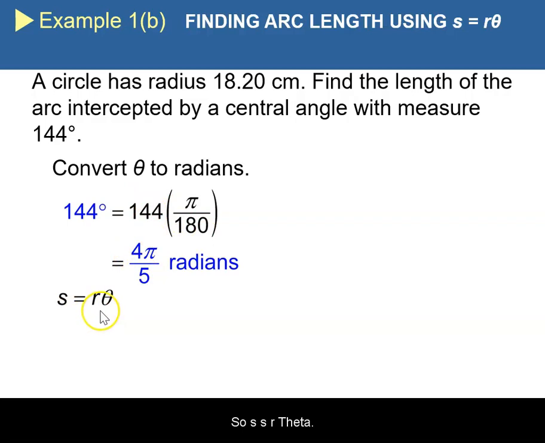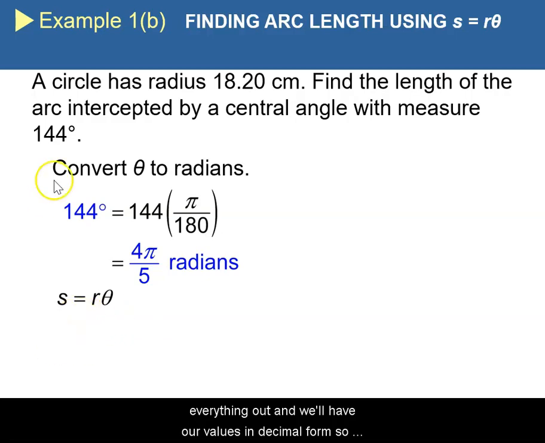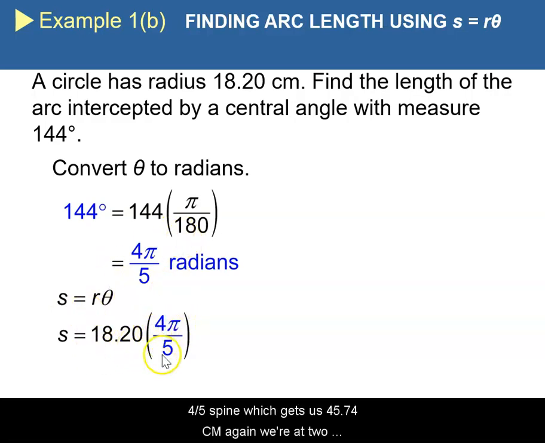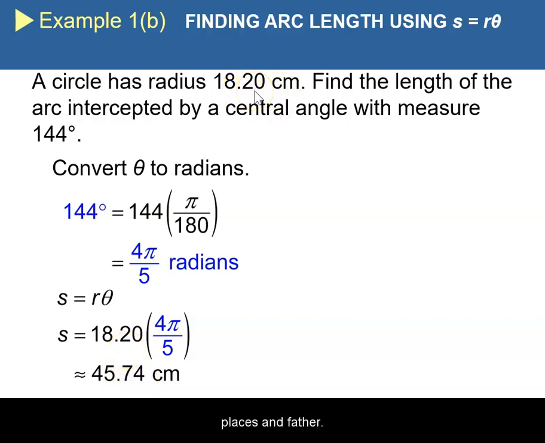So S is our theta. Theta is now in terms of radians, so I'm okay. I can just multiply this times 18.2. We'll multiply everything out, and we'll have our values in decimal form. So when we plug in our values, we get 18.2 times 4/5 pi, which gets us 45.74 centimeters. Again, notice that we're at 2 decimal places because we were given 2 decimal places in the problem.